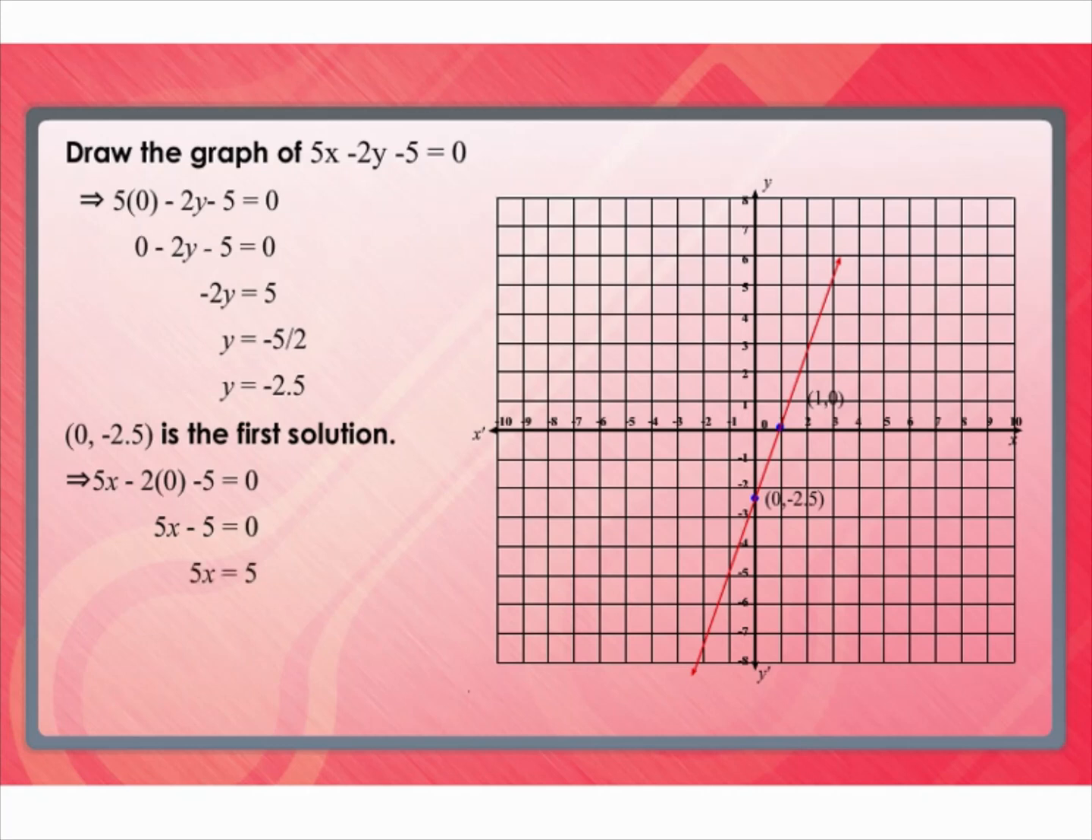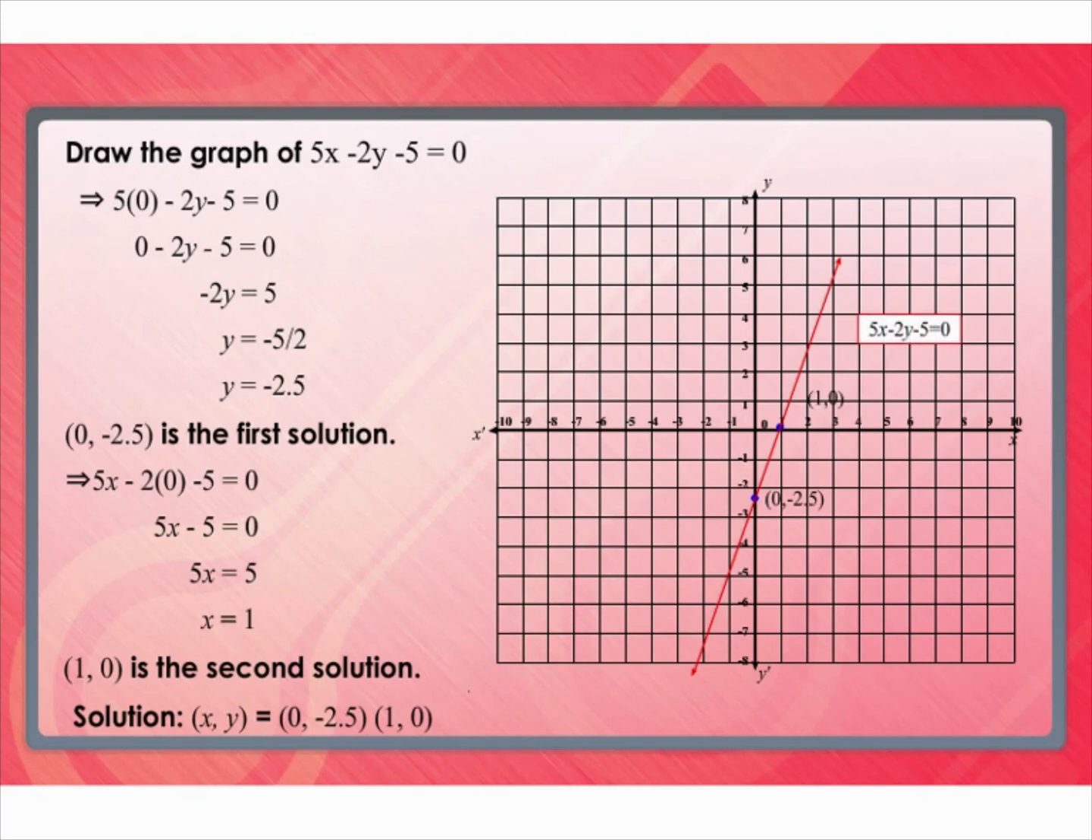Now simplify it. The value of x thus obtained is 1. So the second solution is (1, 0). We have two ordered pairs as the solution for the linear equation. Let's plot these points on the graph. Now draw a line passing through these points. The graph of this equation is obtained. This line represents the linear equation 5x minus 2y minus 5 equals 0.